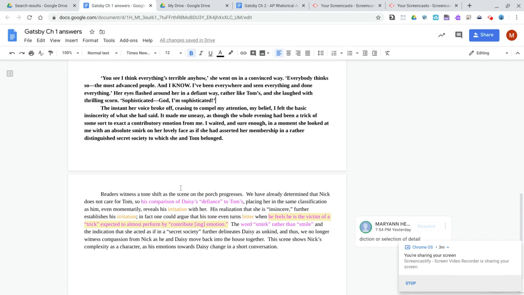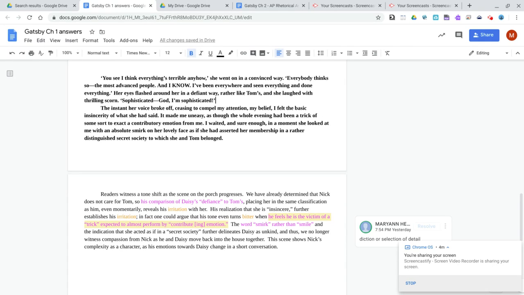Readers witness a tone shift as the scene on the porch progresses. We have already determined that Nick does not care for Tom, so his comparison of Daisy's defiance to Tom's, placing her in the same classification as him, even momentarily reveals his irritation with her. I'm seeing he has an irritated tone, even bitter.